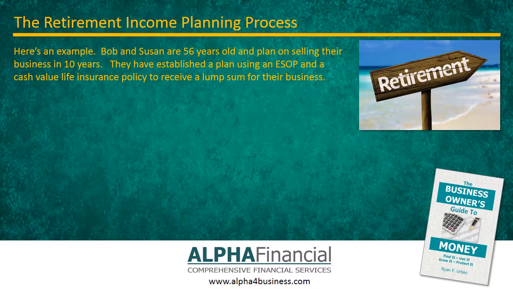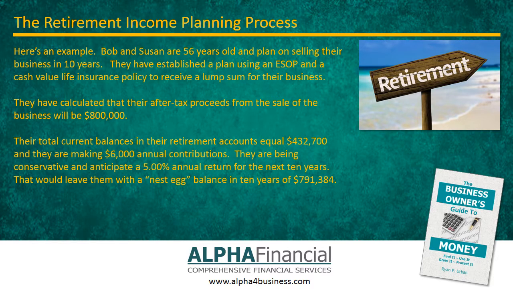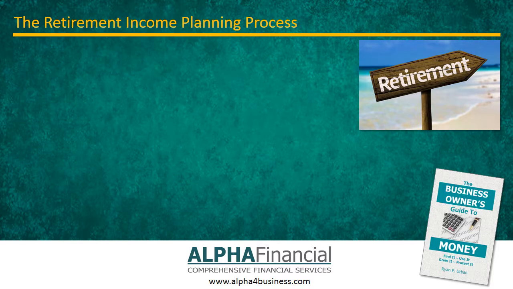But for this, we'll say that they are going to receive proceeds from the sale of the business of about $800,000. That's after taxes and after all fees. Their total current balances in the retirement accounts equal $432,000. They're making $6,000 annual contributions. And they're being conservative and anticipating a 5% annual return on their investments for the next 10 years. That would leave them with a nest egg balance in 10 years of a little under $800,000. That is their retirement plan only, not the money from the sale of their business.